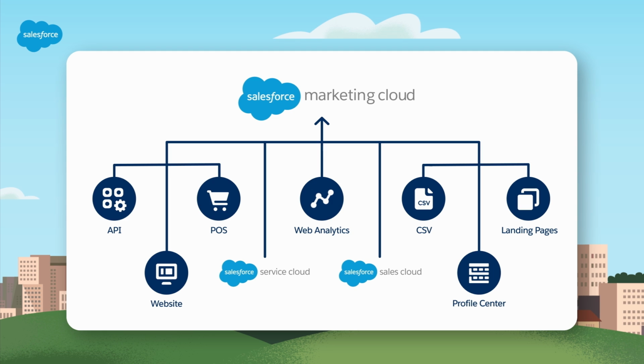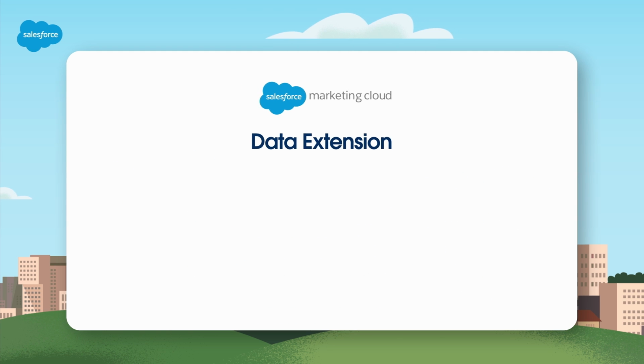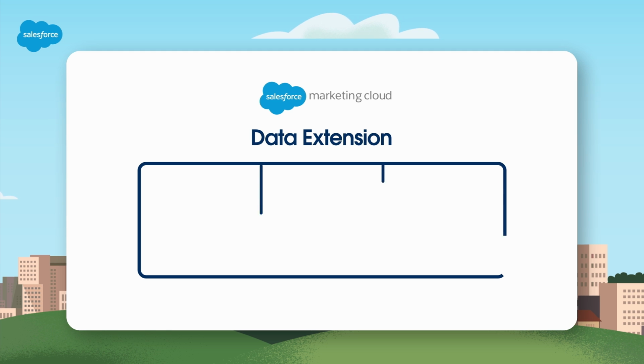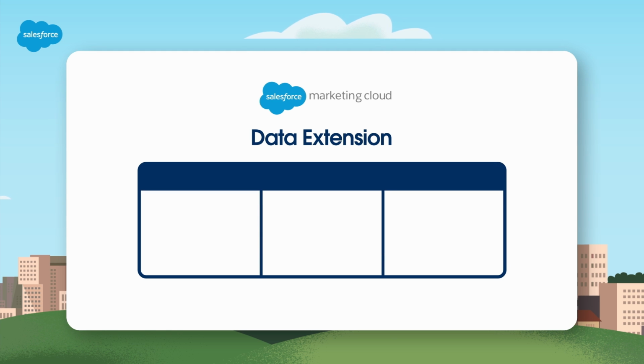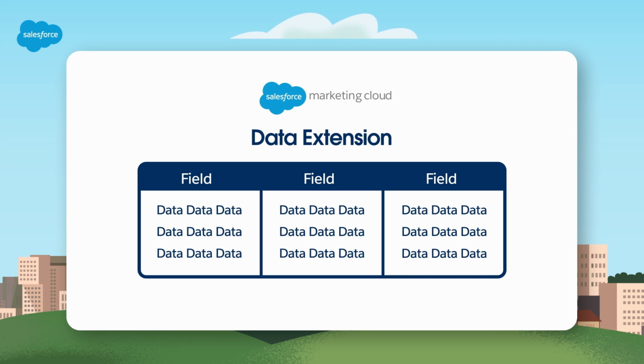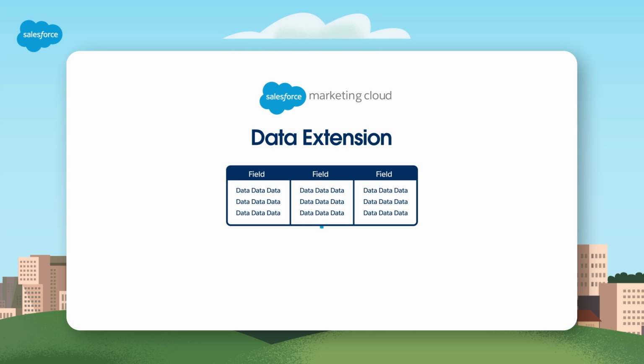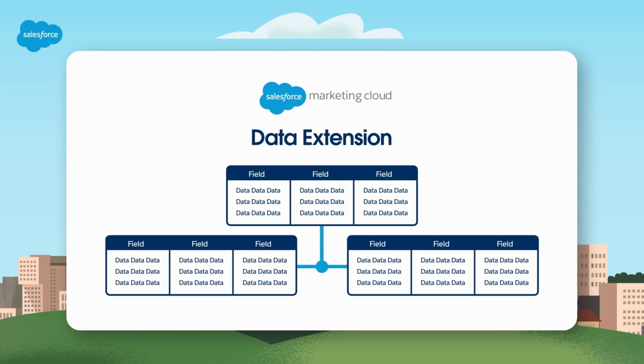When that data is brought into Marketing Cloud, it's stored in a data extension, or DE for short. A DE is basically a table that contains your data. It has column headers called fields and rows of data. Data extensions can stand alone, or you can relate them to one another.